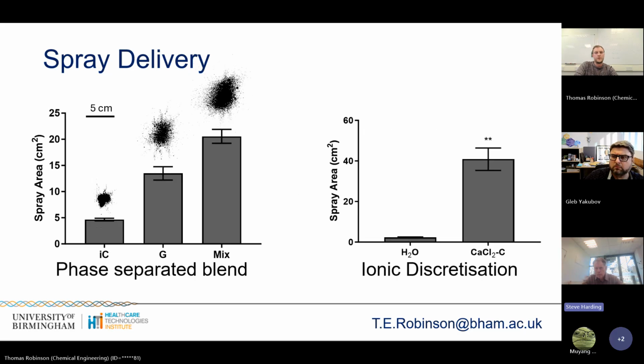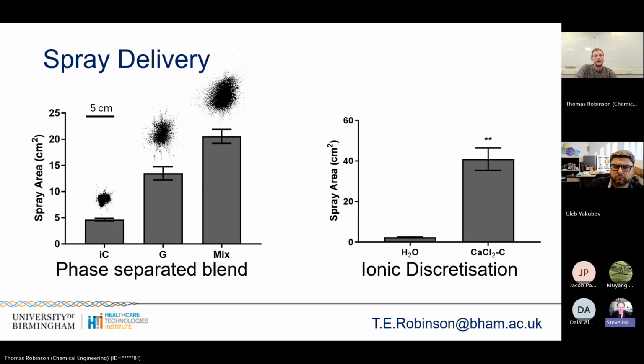So one of them that we looked into was simply creating a phase separated blend. So essentially by mixing iota-carrageenan in this case with gellan gum, we were able to increase that spray area several fold, essentially by creating a microscopic checkerboard arrangement. So the carrageenan plays with the carrageenan, the gellan plays with the gellan, but they don't play with each other, they don't overlap with each other. And that essentially creates microscopic breaking points through which breakup can occur during spraying.